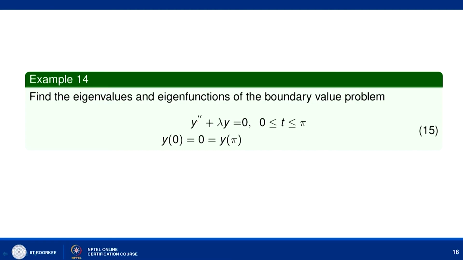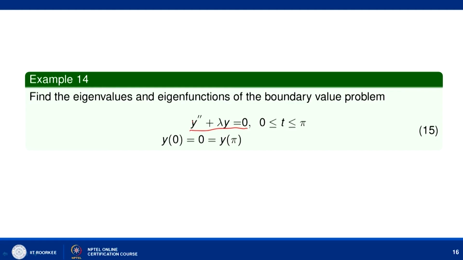If you look at y double dash plus lambda y equal to 0, first let us see that this equation is given in self-adjoint form. Here the coefficient of y double dash is 1 and the coefficient of y dash is simply 0. So we can say that this equation is given in self-adjoint form. Now we have a boundary condition: y(0) is equal to 0 and y(pi) equal to 0.